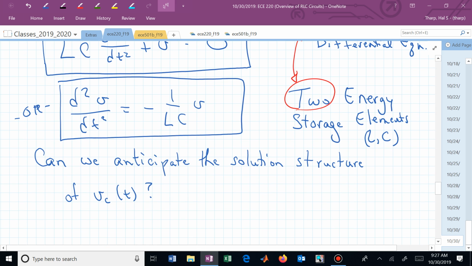Can we anticipate what the time functional expression for V looks like? We now know the second derivative of V is equal to basically V, the same structure. What in your background have you run across that if you differentiate it twice, you get the same functional form back?